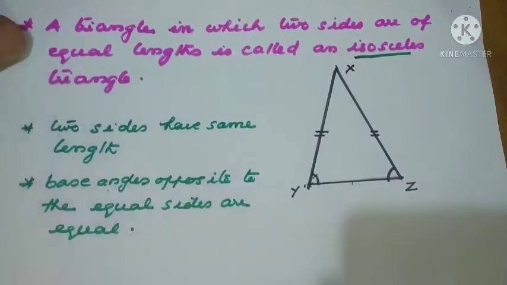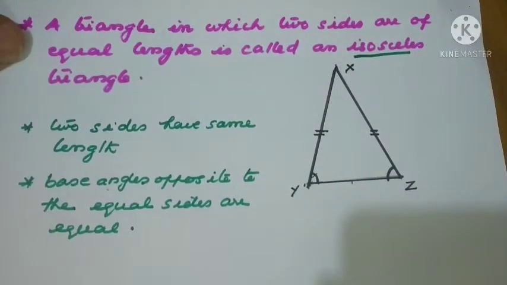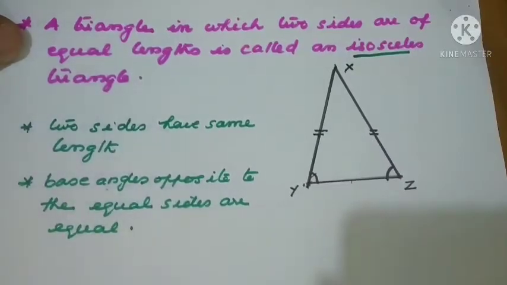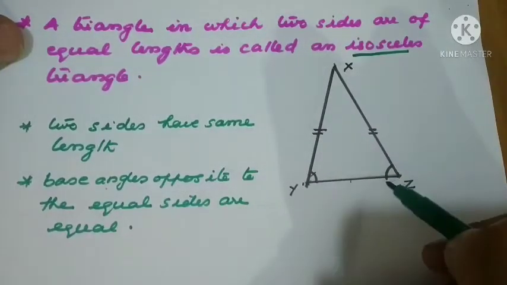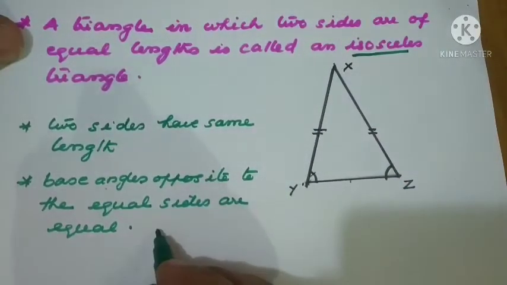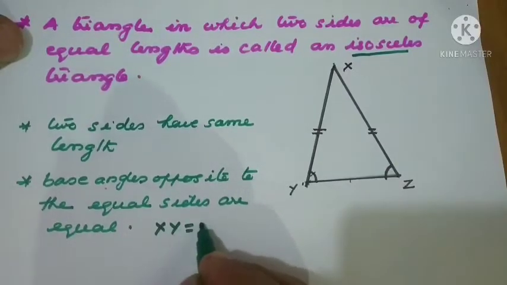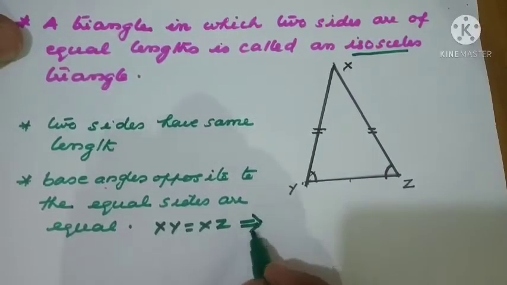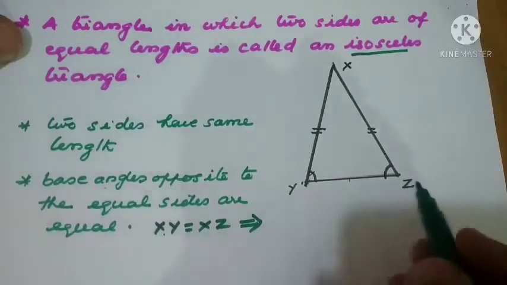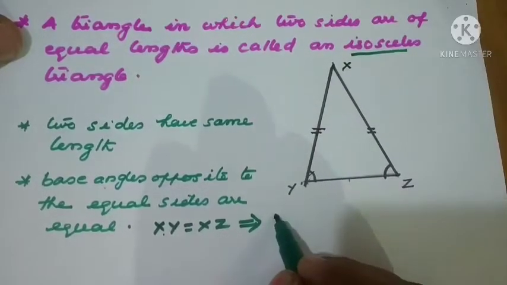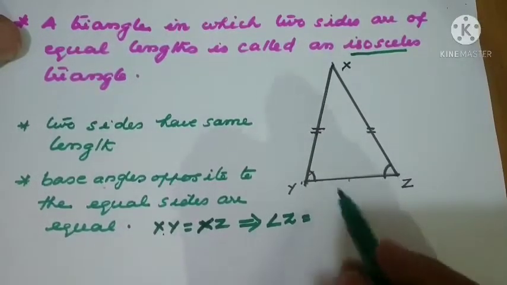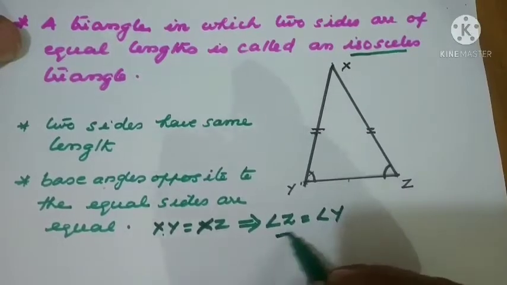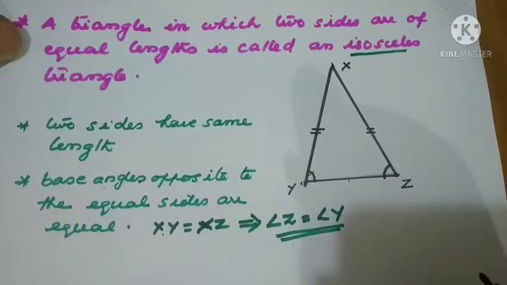What is the conclusion of an isosceles triangle? It has two sides of equal length and the base angles opposite to these equal sides are equal. Here we have seen that these two angles Y and Z are equal. So what I should write here: XY equal to XZ implies angle Z equal to angle Y.